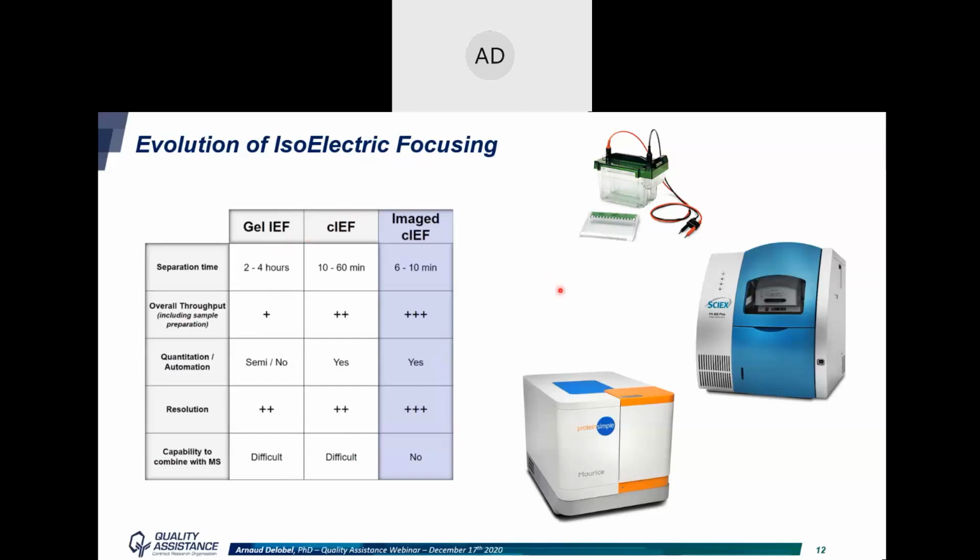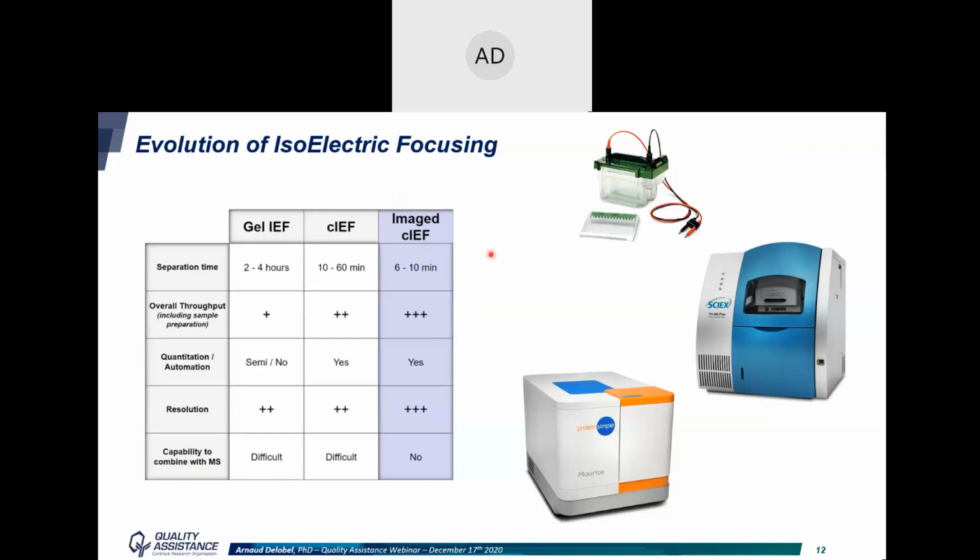When you switch to capillary IEF, and that's what we can do, for example, at Quality Assistance on our PA 800 Plus systems, you have a clear improvement in terms of automation and throughput. And the separation time is also much quicker. You don't have a very high increase in terms of resolution, but the fact that you are able to automate the separation and the analysis, and that you decrease the separation time, is a great improvement when you do that in a GMP environment. And more recently, imaged CIEF has appeared.